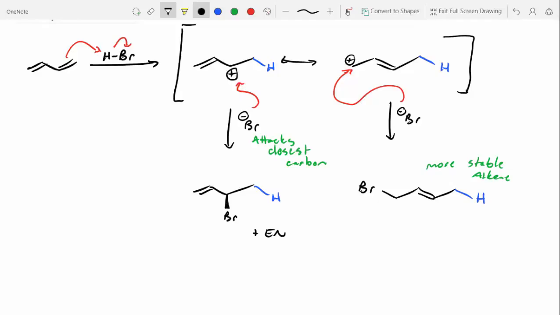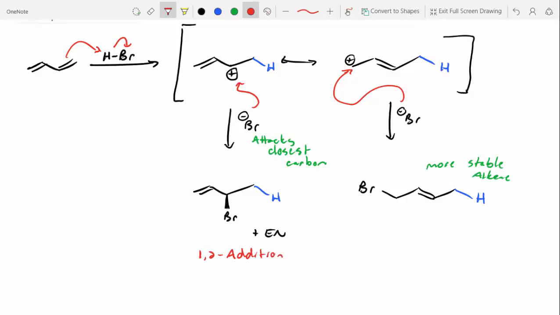So that positive charge, you're right. The major resonance contributor will be the one on the left. The minor one will be on the right. However, there's carbocationic character on both carbons. When we refer to these, we refer to the one on the left as 1,2 addition.